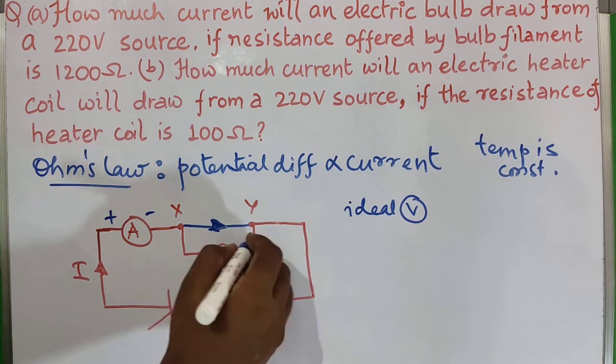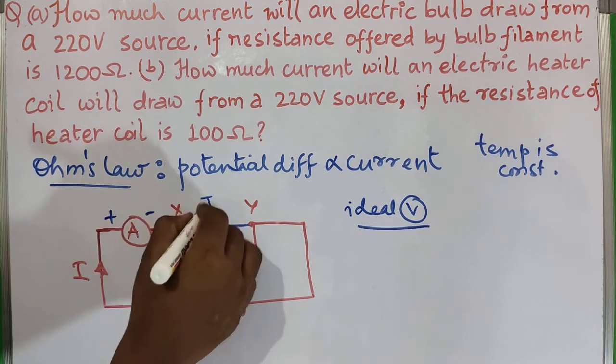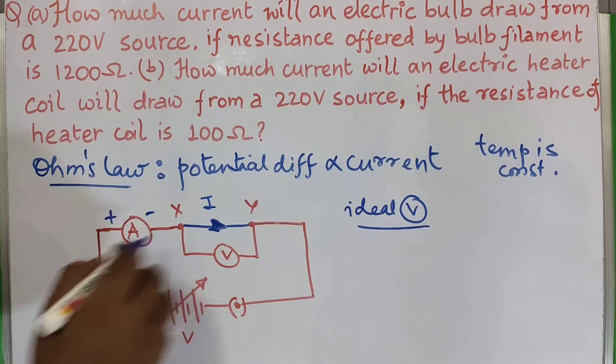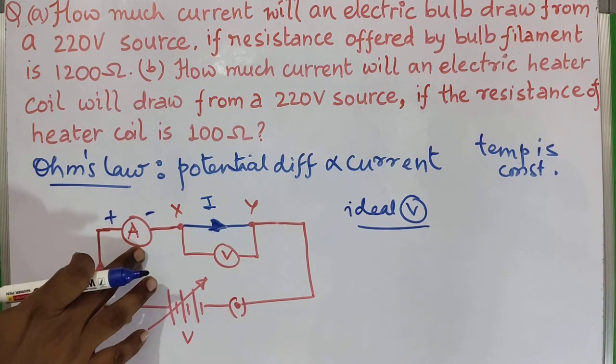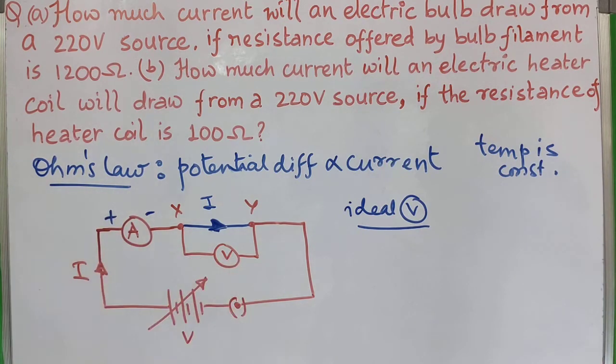Generally, a minimal amount of current passes through the voltmeter, but in this case, let us consider an ideal voltmeter. So current passing through the voltmeter is 0. Hence, all the current passes through our conductor between X and Y. So I will get the current reading from the ammeter and the potential difference reading from the voltmeter.